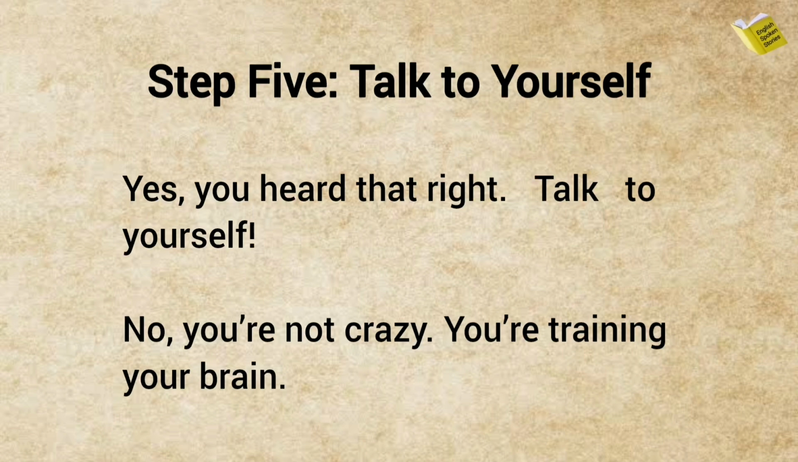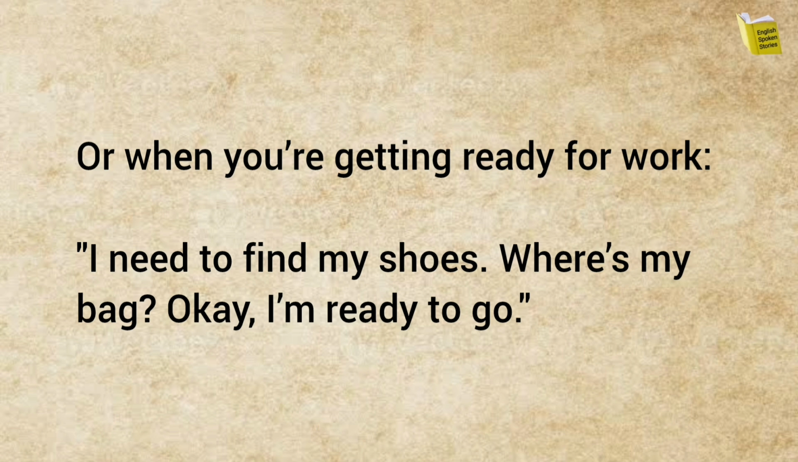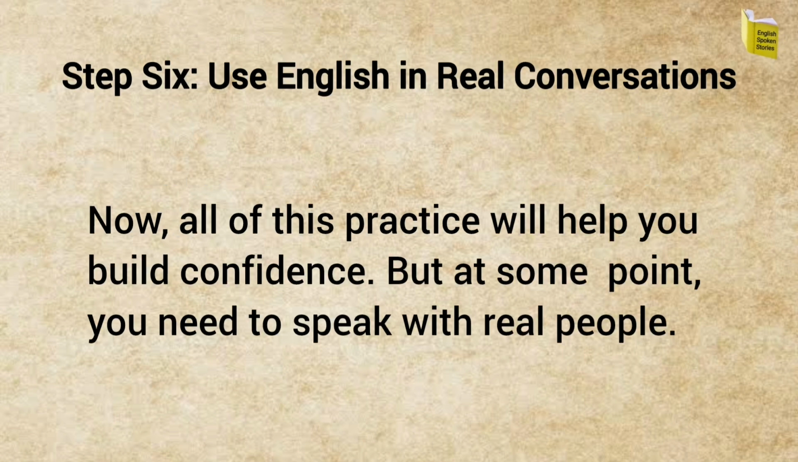Step 5. Talk to yourself. Yes, you heard that right. Talk to yourself. No, you're not crazy. You're training your brain. For example, when you're cooking, describe what you're doing. I'm chopping vegetables. Now I'm adding salt. The pan is hot. It smells delicious. Or when you're getting ready for work, I need to find my shoes. Where's my bag? Okay, I'm ready to go. This is one of the fastest ways to build fluency because it forces you to think and speak at the same time without translating.